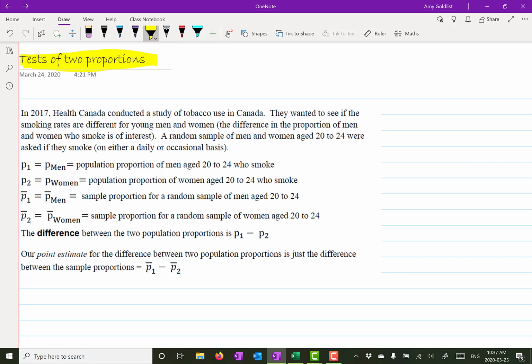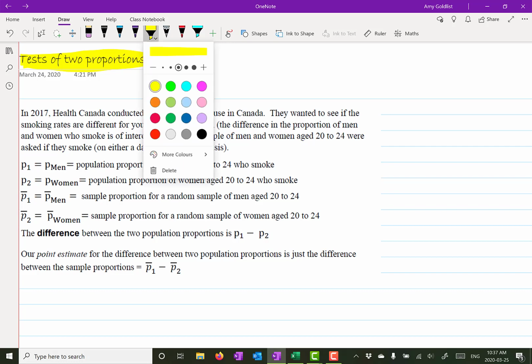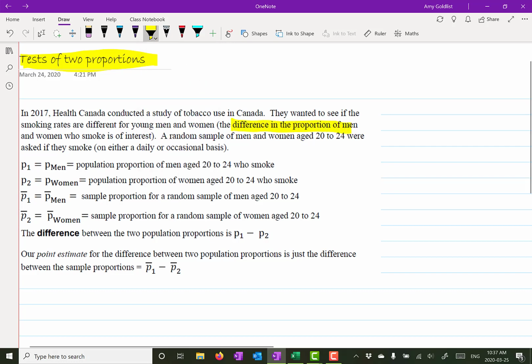In 2017, Health Canada conducted a study of tobacco use in Canada. They wanted to see if the smoking rates are different for young men and women, the difference in the proportion of men and women who smoke. I'm going to highlight that is what is of interest. A random sample of men and women aged 20 through 24 were asked if they smoke on either a daily or occasional basis. We've got a few variables going on.